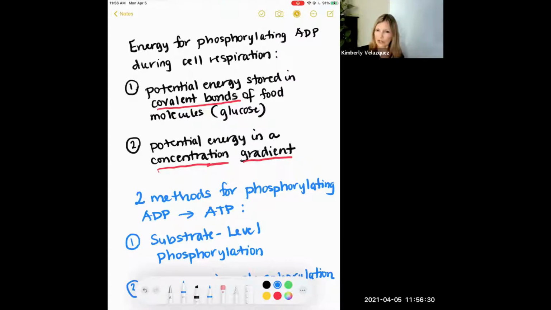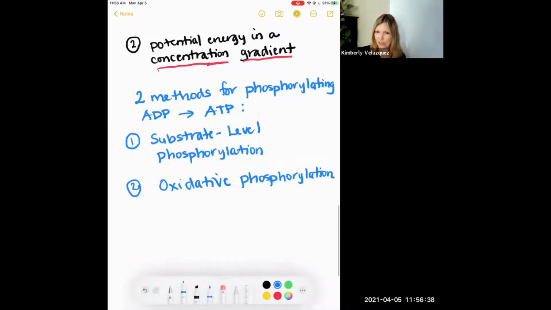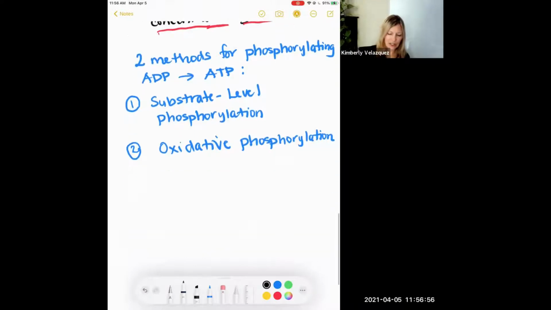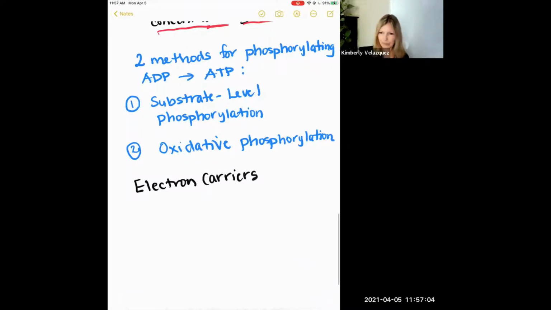So the energy for carrying it out is going to come from covalent bonds and a concentration gradient. The methods are going to be either substrate level phosphorylation or oxidative phosphorylation. I know those sound like big terms, but when we break them down, they're not going to seem as complex. Okay, also involved in this story are some really important electron carriers. And I will be talking about them as we go along as well. So those are going to be some key players in the story.